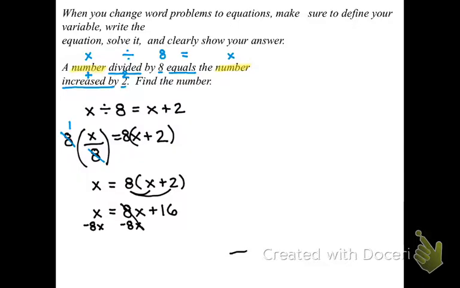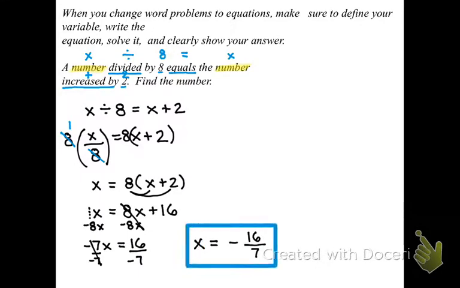This will give me, remember this is a 1x minus 8x, so we're going to end up with a negative 7x equals 16. Very last step, that negative 7 and x are connected by multiplication, so we need to divide by negative 7. And we end up with x equals negative 16 sevenths.